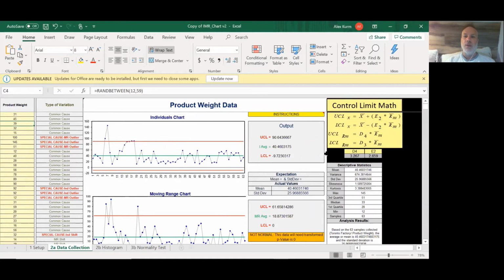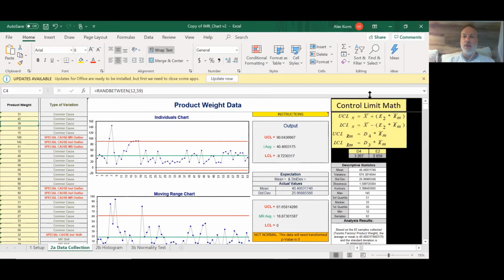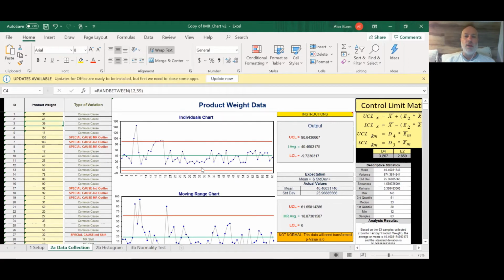Now, it looks really busy because on the right side here, there's the control limit math. If you're really interested in how we got these control limits, well, it's there. We're not going to get into it today, but just know that the upper and lower control limits are typically above and below the mean, and they represent where normal variability would be found in your process.